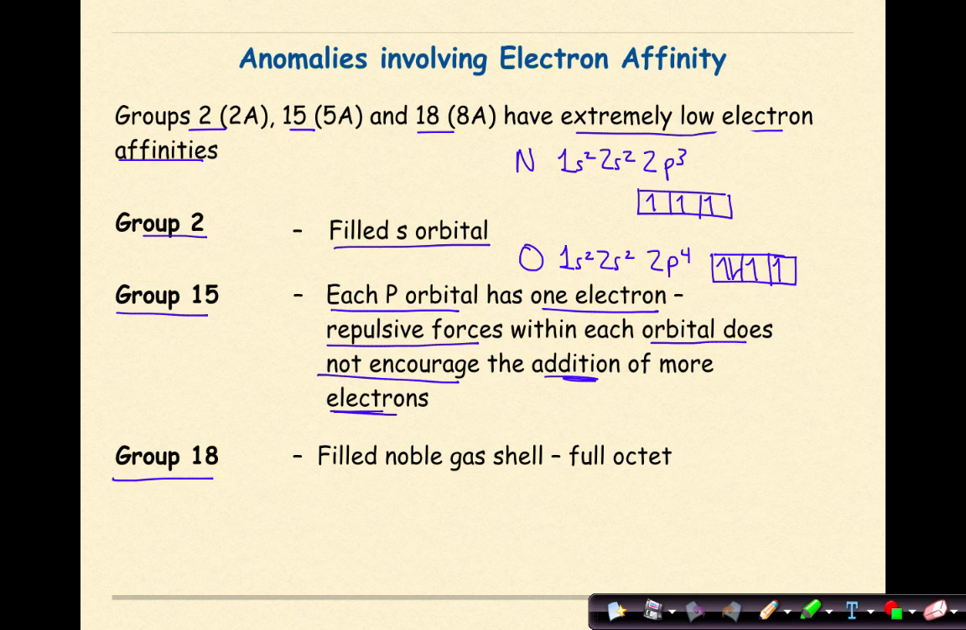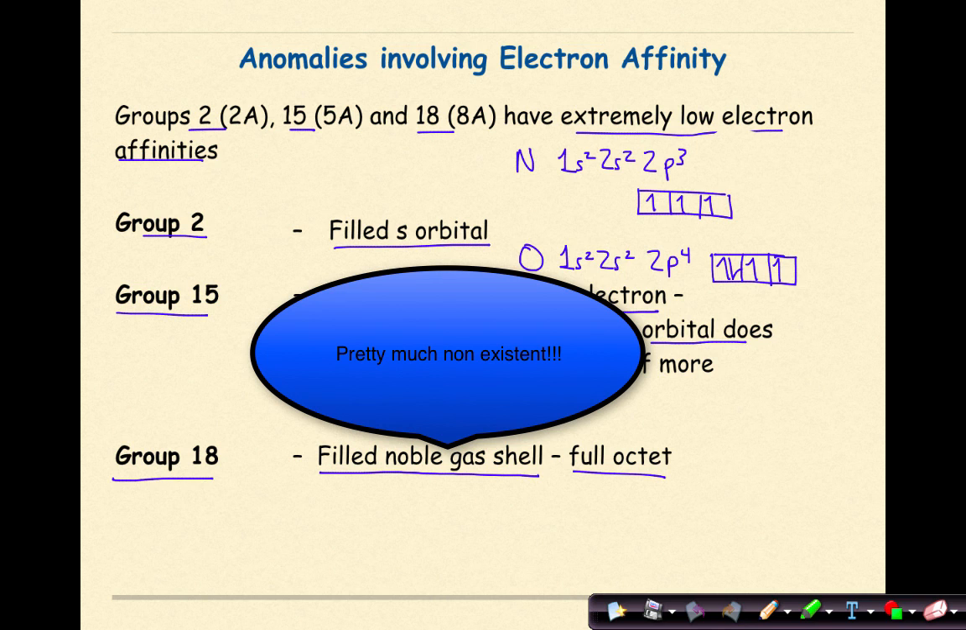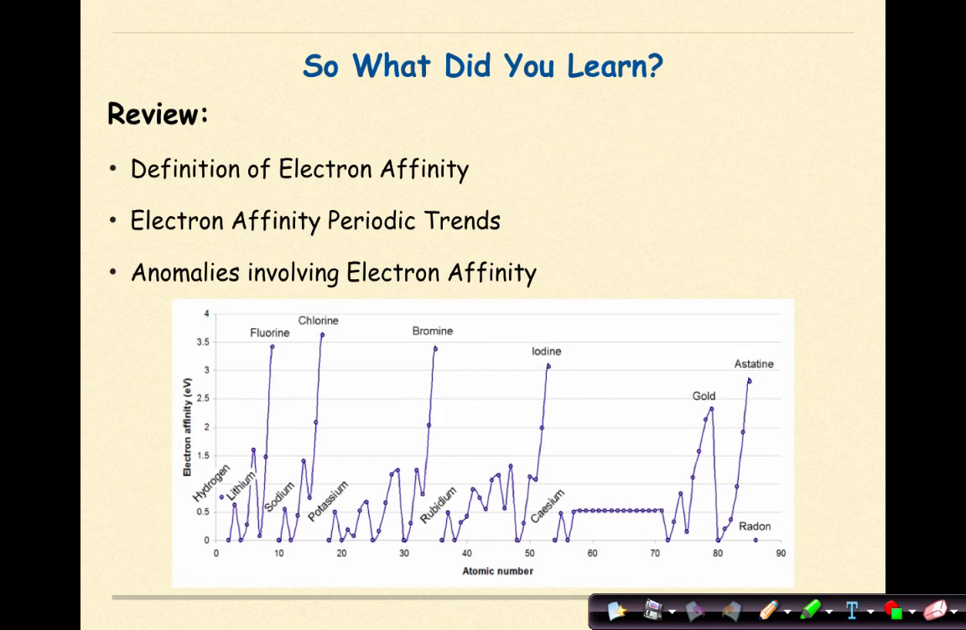Finally, group 18. It has a filled noble gas shell, therefore a full octet, and it will have a very low electron affinity. So what did you learn? We went over the definition of electron affinity, we talked about electron affinity periodic trends, and then we looked at some anomalies involving electron affinity.